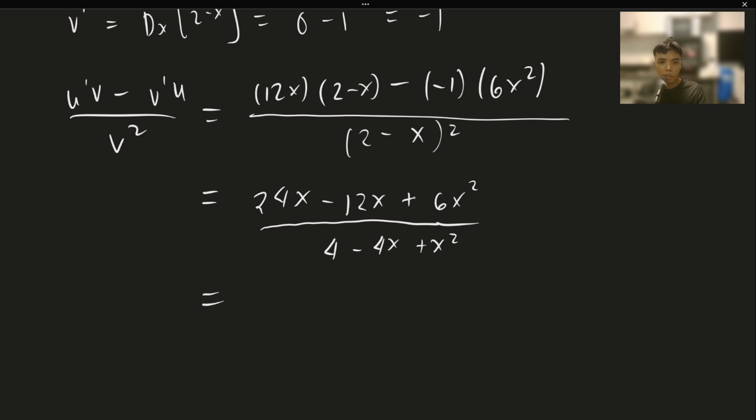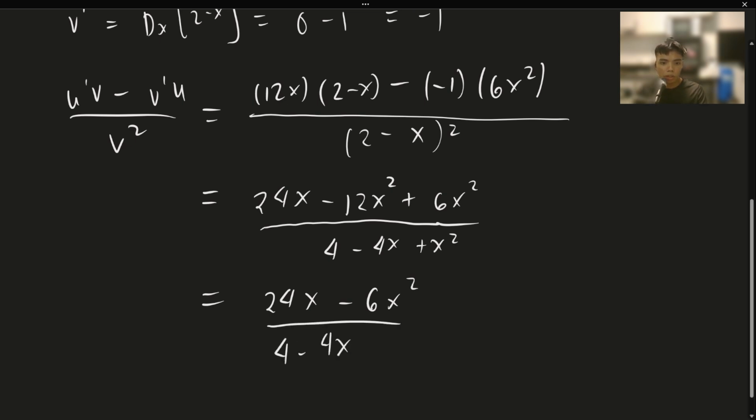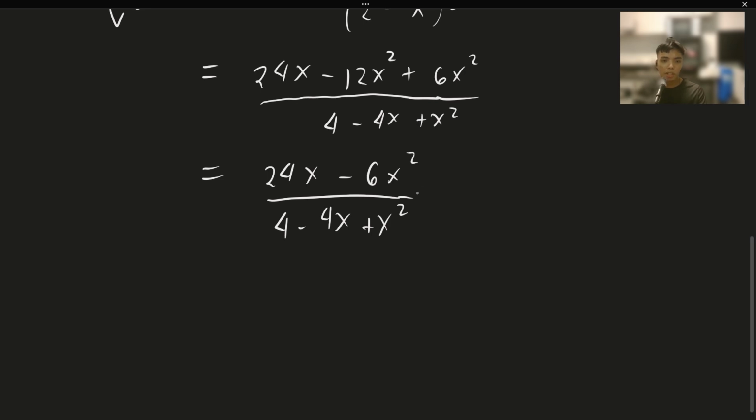Now we combine like terms. I'm sorry, this is minus 12x squared. So here we have negative 12x squared and plus 6x squared. So we can combine that to get 24x minus 6x squared all over the denominator, or 4 minus 4x plus x squared. And so this is the derivative of our original function. We didn't really need to simplify the denominator, but it worked out in the end.